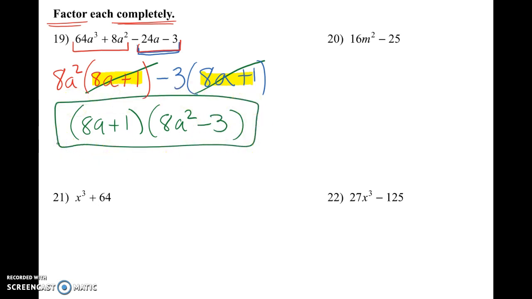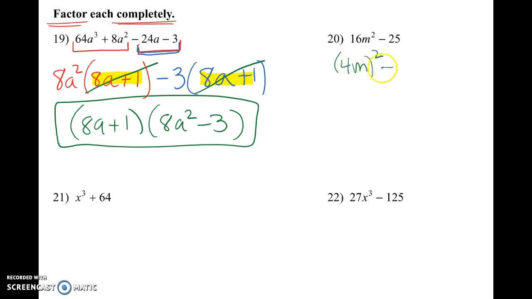For number 20, again, I always start by asking, is there anything in common? And 16 and 25 do not have anything in common. But I do notice that it's a binomial. So if a binomial does not have anything in common, then the next thing I check is is it difference of squares, difference of cubes, or sum of cubes? And this, in fact, is difference of squares.